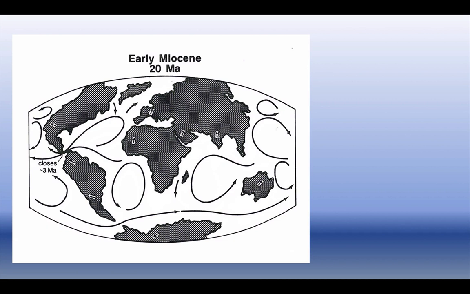The circulation of the oceans, shown by these arrows, though, has changed markedly, and with it the distribution of heat from the tropics to the poles, and vice versa.